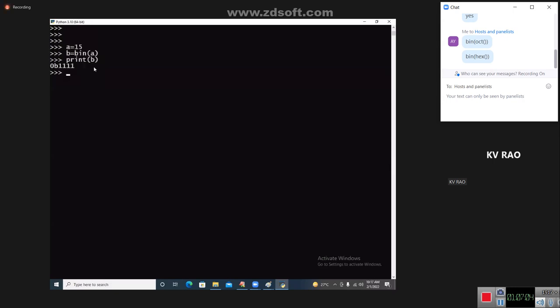Okay, I will take it. Directly I can write it, my dear students. B is equal to bin of 25. 25 is the number. No 0B, no 0X, no 0O. It is a direct decimal, converted into binary. Here I am writing print of B. See that answer now: 0B11001. You can write it directly also. I hope you are understanding the meaning.